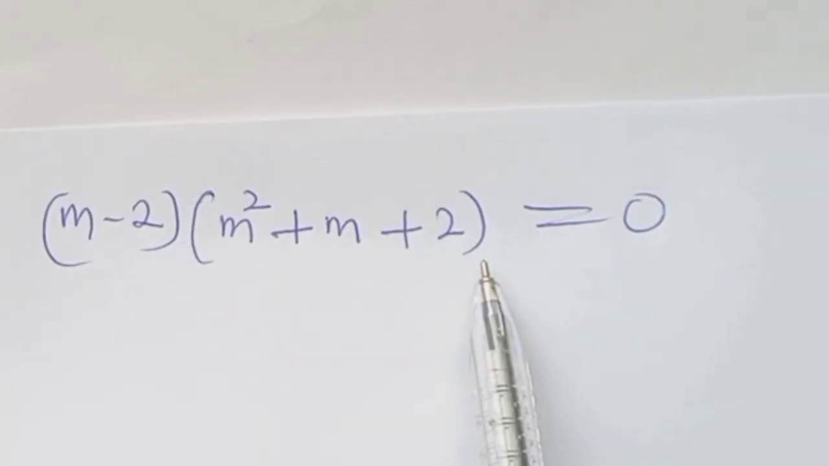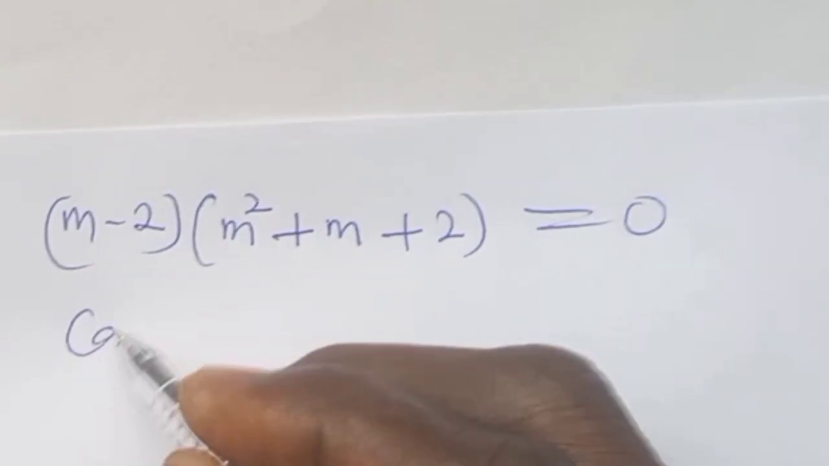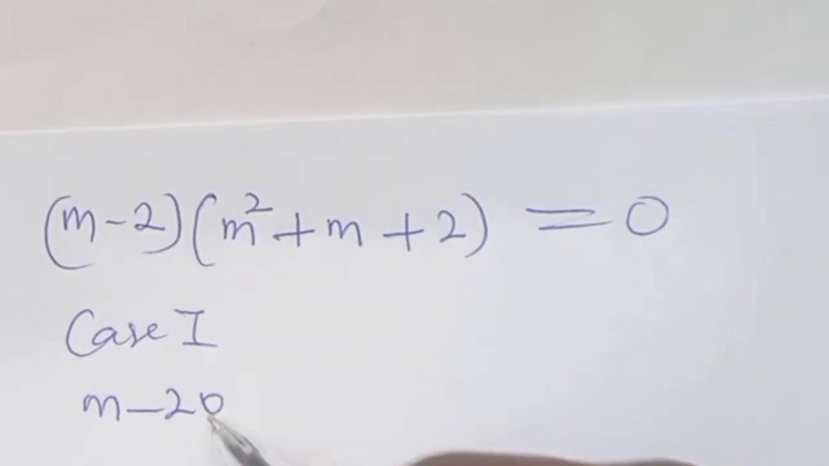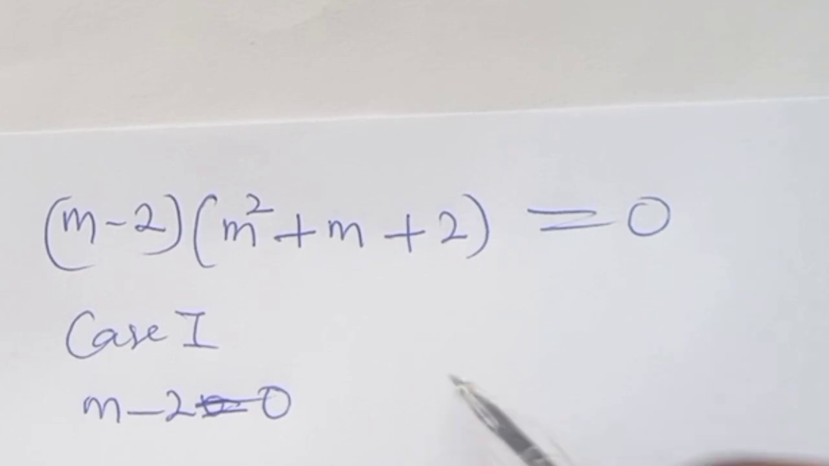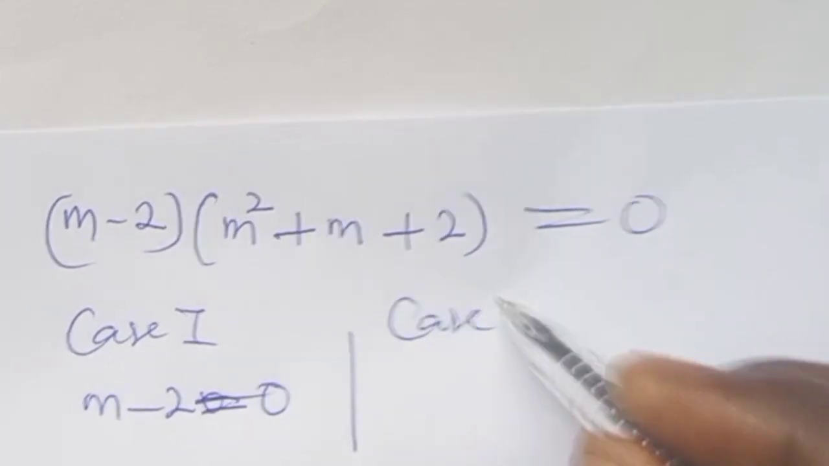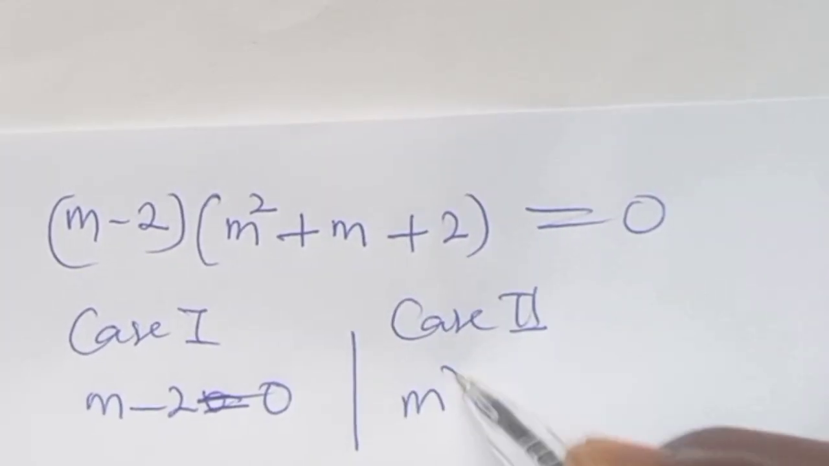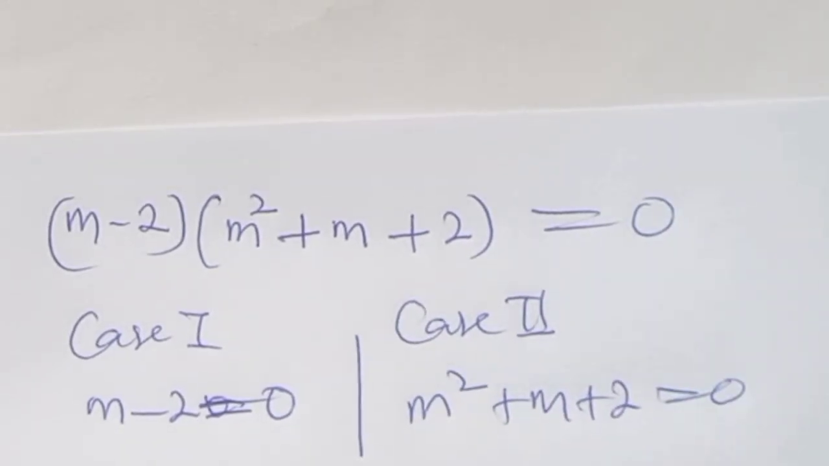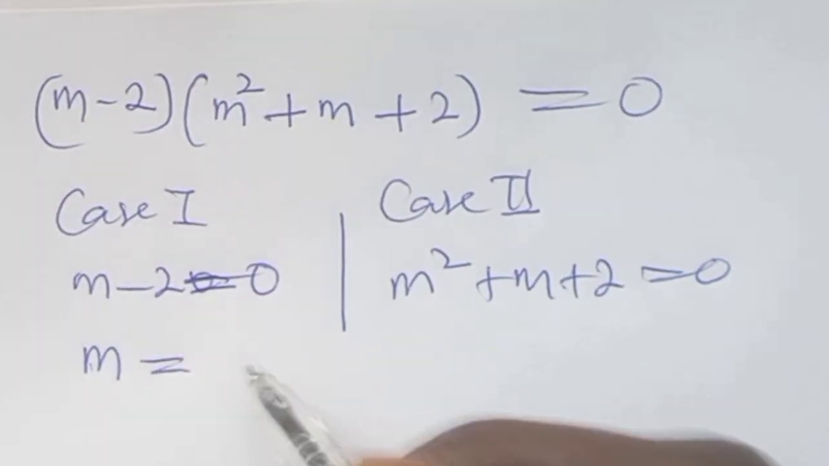Here we end up having two cases. Case 1, m minus 2 equals to 0. And case 2, m squared plus m plus 2 is equals to 0. So from here, m is equals to 2.